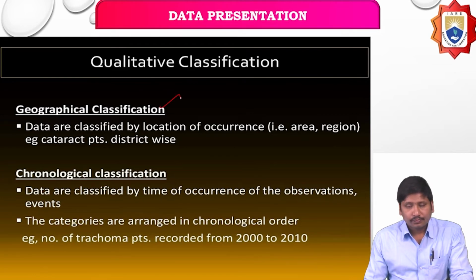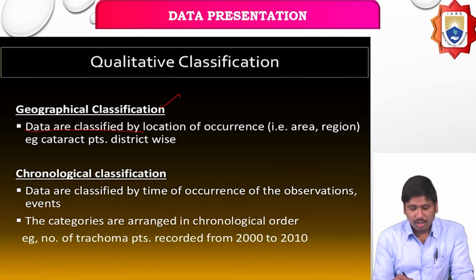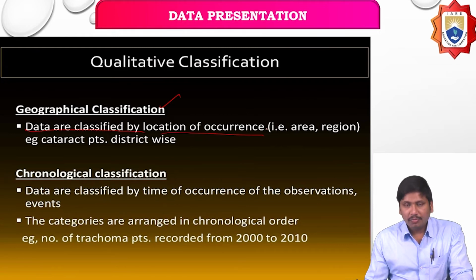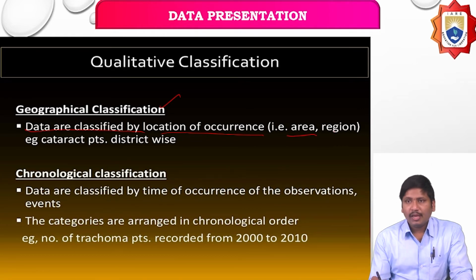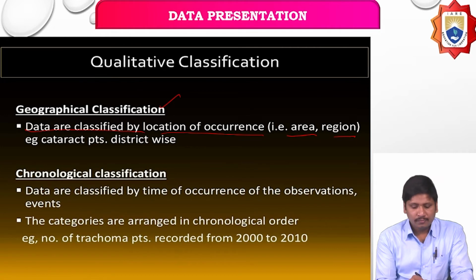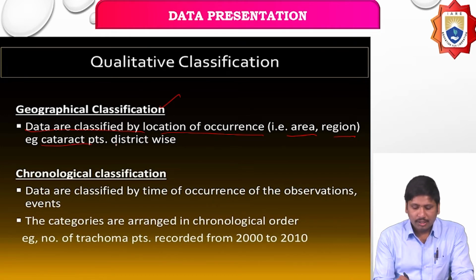First one is geographical classification. Geographical classification is where the data is classified based on the location of occurrence. That is, it may be an area, a region, or category points, and district wise.